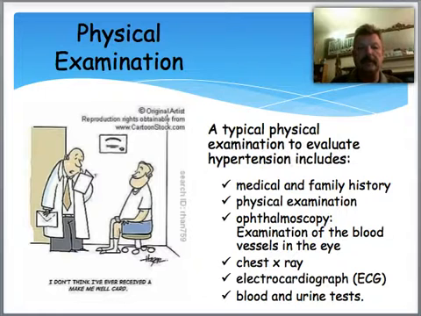A typical physical examination to evaluate hypertension includes medical and family histories, physical examination, ophthalmoscopy (examination of the blood vessels in the eye), a chest x-ray, an ECG, and blood and urine tests.